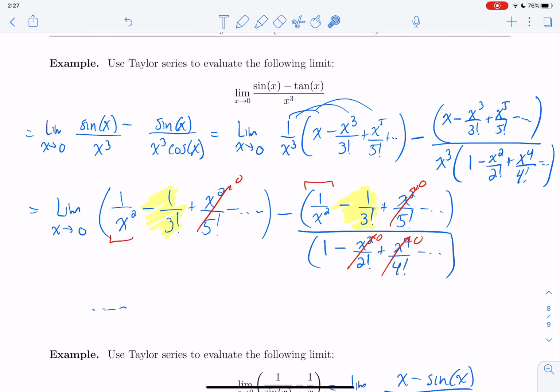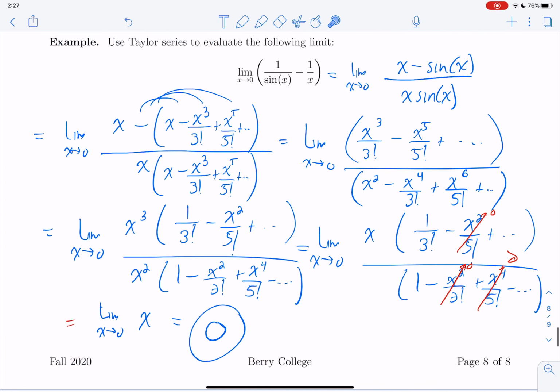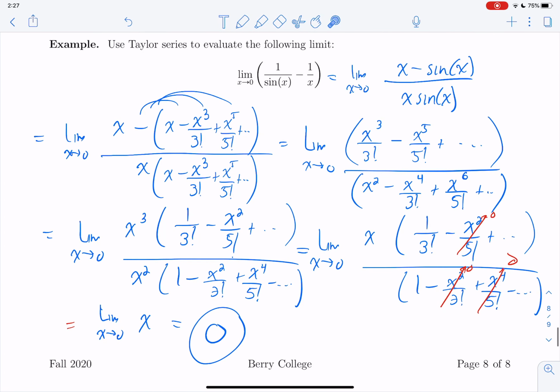Okay. But this is going to be sort of where we're going to wrap up the conversation on sequences and series. This is how we can use Taylor series to compute limits of indeterminate forms without using L'Hopital's rule. This is going to be all of our conversation on sequences and series.